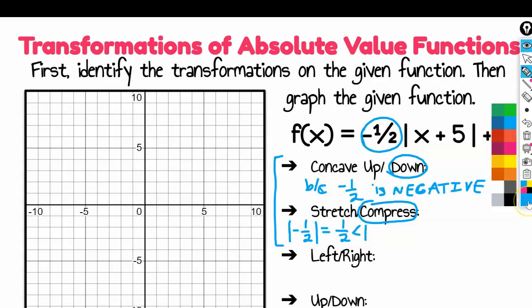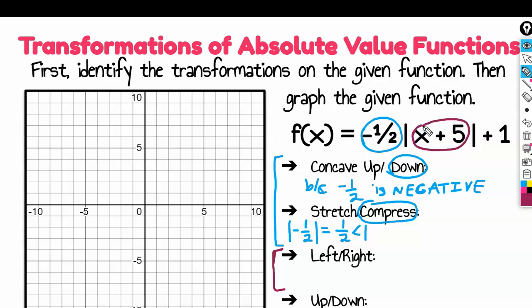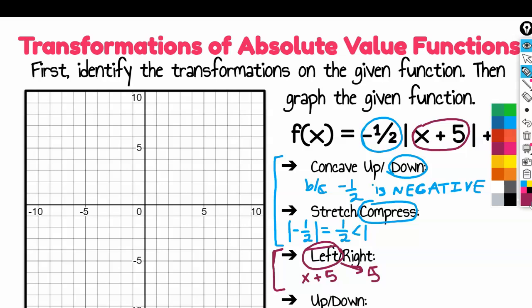Then I look at, did my graph move left or right? So I look inside here, and I notice that it is x plus 5. So x plus 5 will move to the left by 5. Just remembering that it is opposite inside of those parentheses. And then finally, when I'm looking at up and down, I look at this plus 1 out here, my k, and since it is plus 1, that would be up.